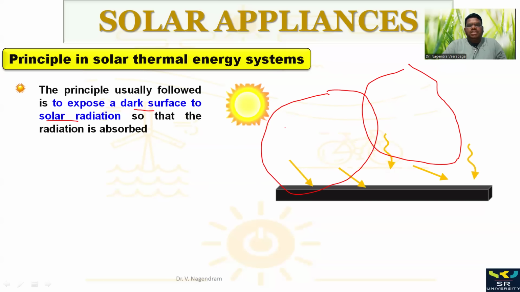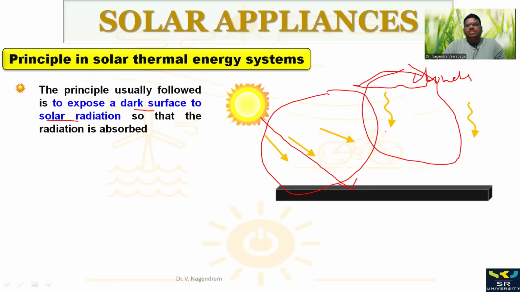As we discussed in the last class, the radiation coming from the sun directly we call beam radiation or direct solar radiation. Whatever is coming from the other side, generally from the clouds, we call diffuse radiation, which is generally reflected from the clouds. Both solar radiations will be absorbed by this black body. Then what does it do? Let's see.